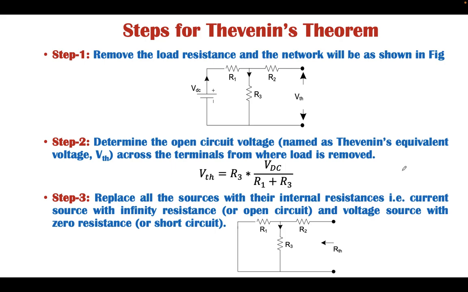Now consider the steps for Thevenin's theorem. First step, remove the load resistance from where we want to find out the Thevenin equivalent circuit, and hence the terminals across A and B. Let's consider these terminals are A and B. Across terminals A and B, first of all we have removed the resistance connected over here.